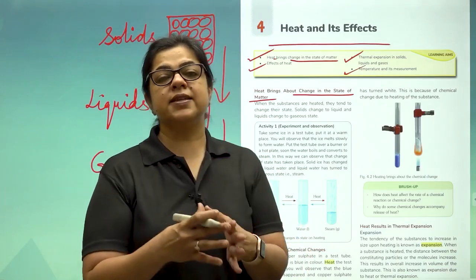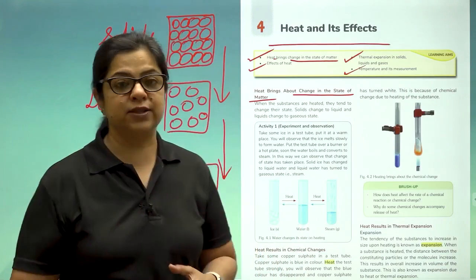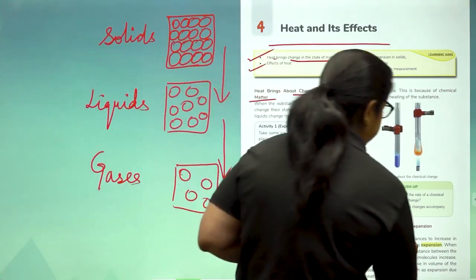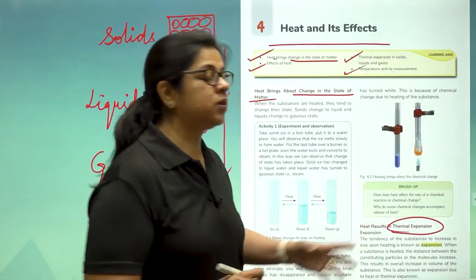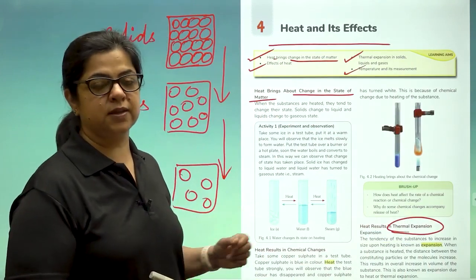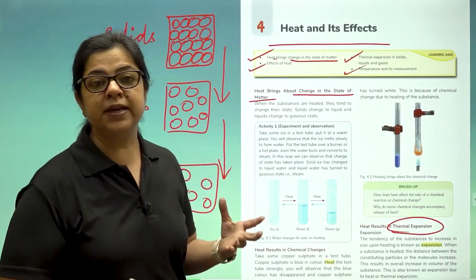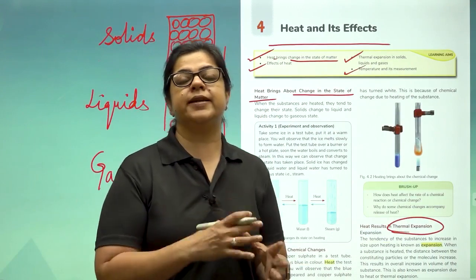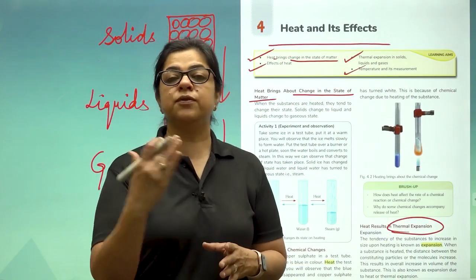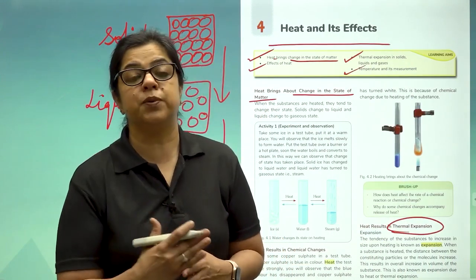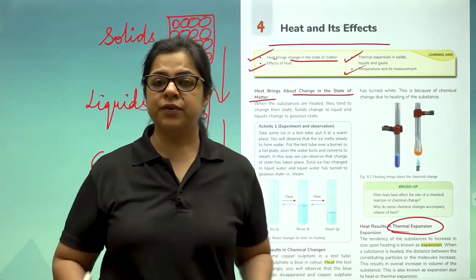Now let us understand the effect of heating in different states of matter. For example, let us understand how thermal expansion takes place. So what does the word thermal mean? The word thermal means related to heat. So what will be the meaning of thermal expansion? Thermal expansion will mean expansion because of heat.